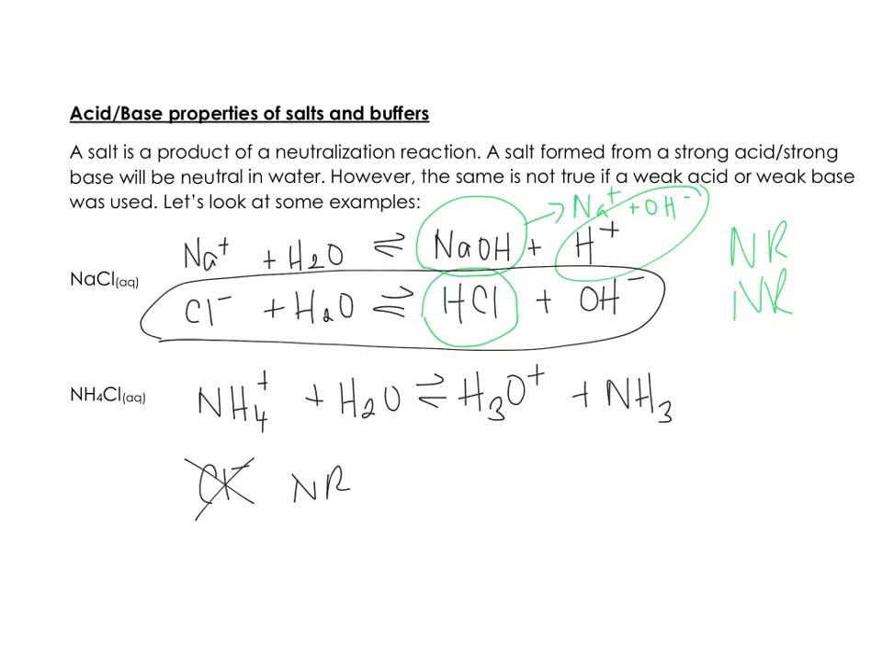Because we have made H3O plus, this solution is acidic. If you have H3O plus or H plus, you have an acid. If you form OH minus, you're basic. So the cation from a conjugate acid will make the salt acidic.